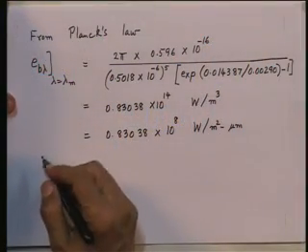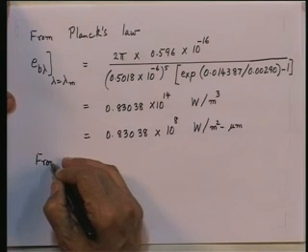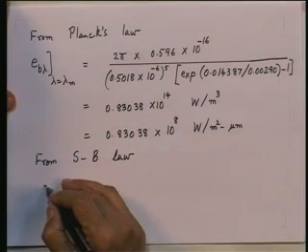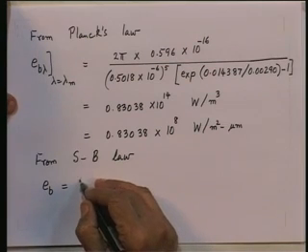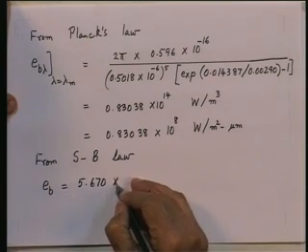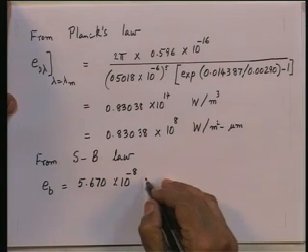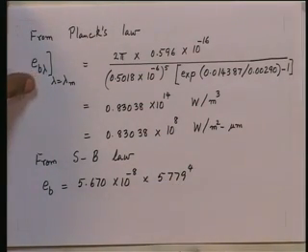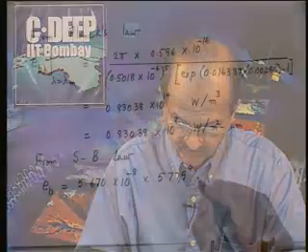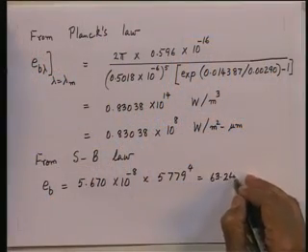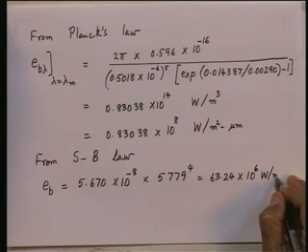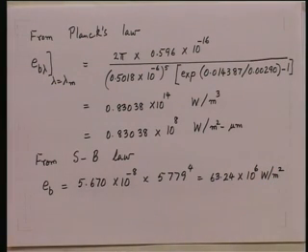So, we will get from the Stefan-Boltzmann law, E b is equal to sigma, 5.670 into 10 to the minus 8 multiplied by 5779 to the power of 4, T to the power of 4 where T is in absolute Kelvin, all right, that comes out equal to 63.24 multiplied by 10 to the power of 6 watts per meter squared. So, that is the value of E b. This is the first part of the problem.